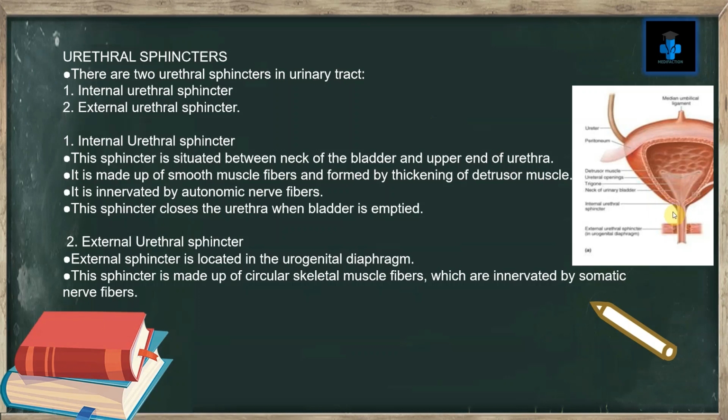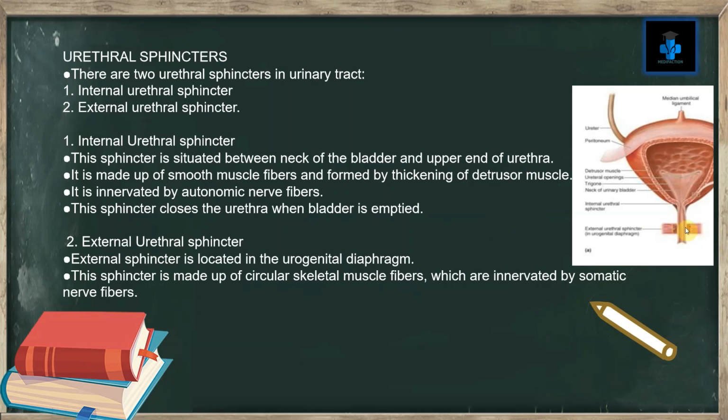This sphincter is situated between the neck of the bladder and upper part of urethra. It is made up of smooth muscle fibers and formed by thickening of detrusor muscle. It is innervated by autonomic nerve fibers. The sphincter closes the urethra when bladder is emptied.